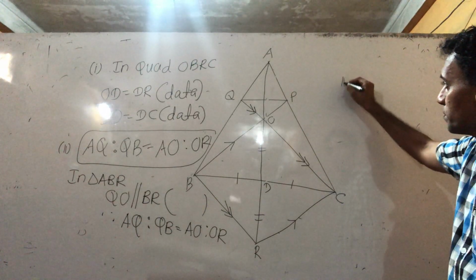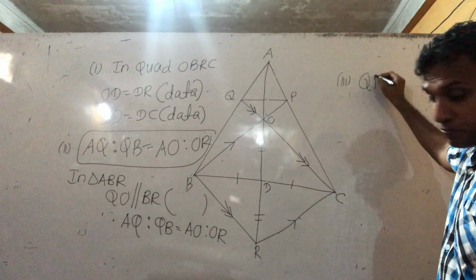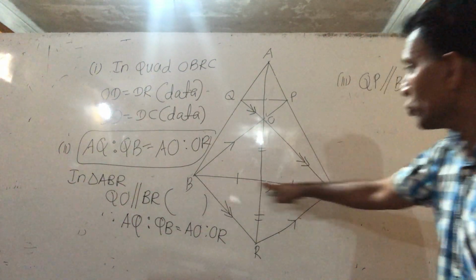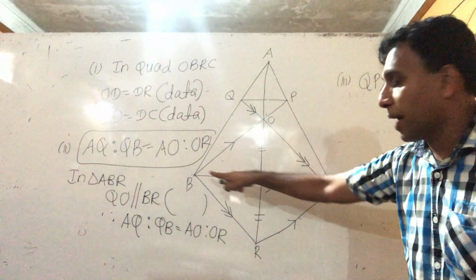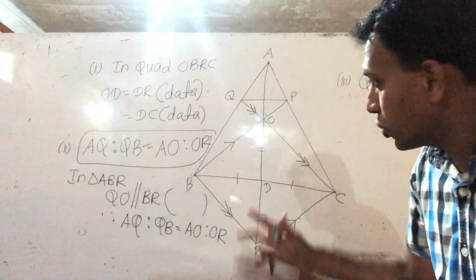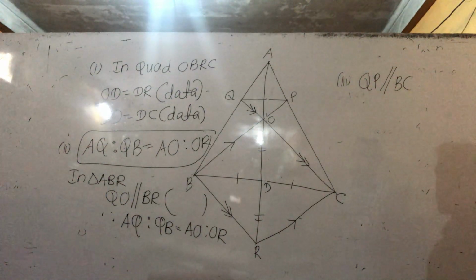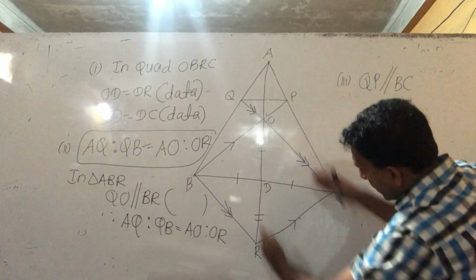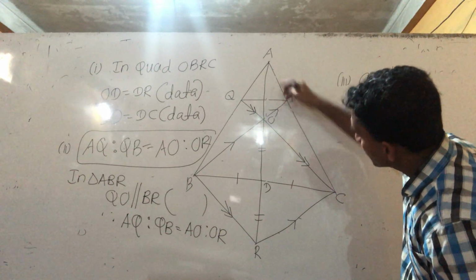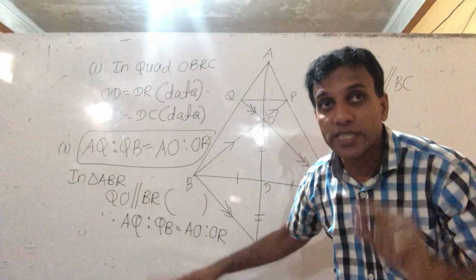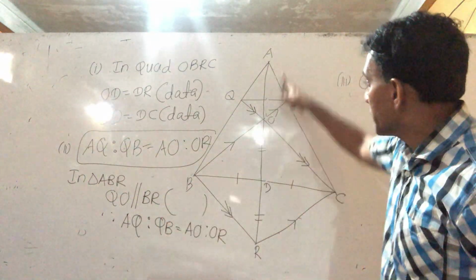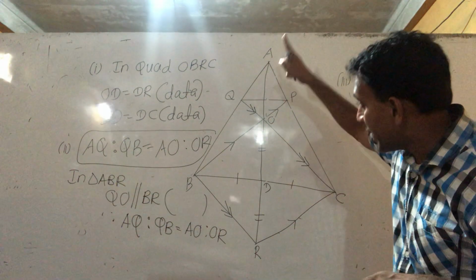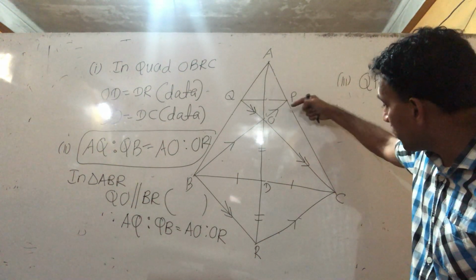Answer straight out. Once you show this parallelogram part, therefore it becomes like that. See, third part, QP parallel to BC. That form, QP parallel to BC, you have to show using this ratio theorem principle. Next, same method. Take this triangle ACR, OP parallel to CR. Therefore, AO is to OR equal to AP is to PC.